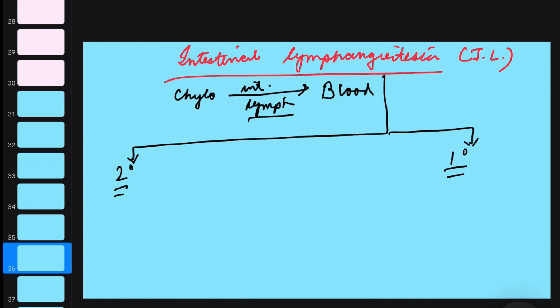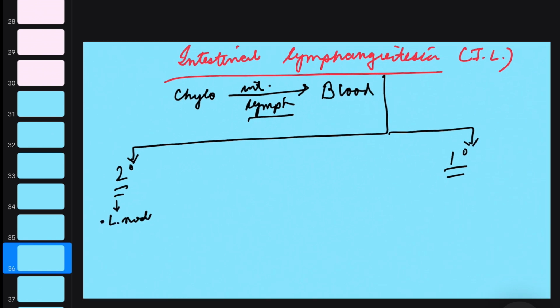What does secondary intestinal lymphangiectasia mean? Meaning that there is some kind of secondary cause for my lymphatic channels getting obstructed or hampered, the lymph flow getting hampered. It's not related to the vessel itself, not related to some birth defect or something like that. Some secondary cause. What can be the secondary cause? Very, very important.